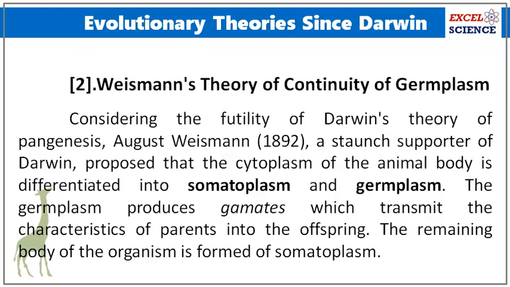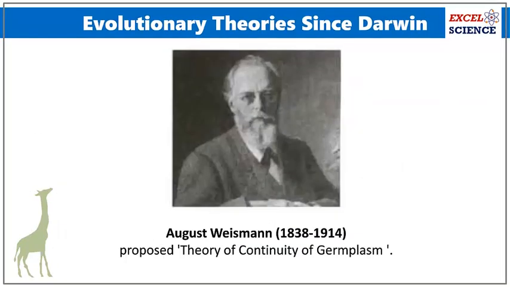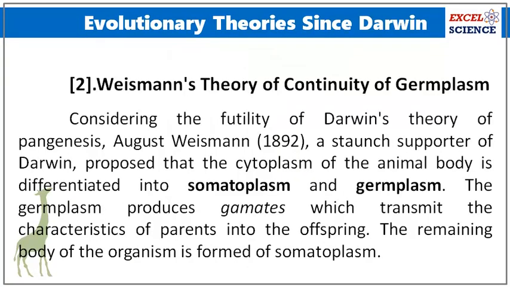Weismann's theory of continuity of germplasm. Considering the futility of Darwin's theory of pangenesis, August Weismann, a staunch supporter of Darwin, proposed that the cytoplasm of animal body is differentiated into somatoplasm and germplasm. The germplasm produces gametes which transmit the characteristics of parents into the offspring. The remaining body of the organism is formed of somatoplasm.